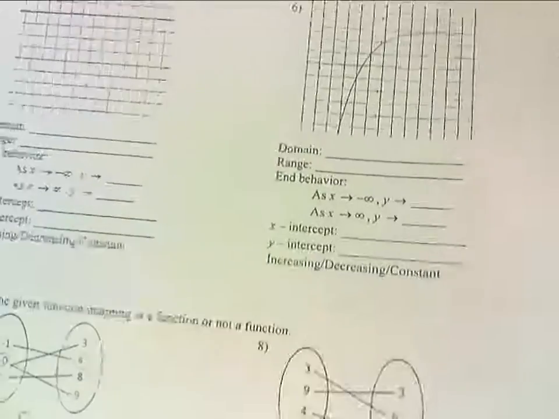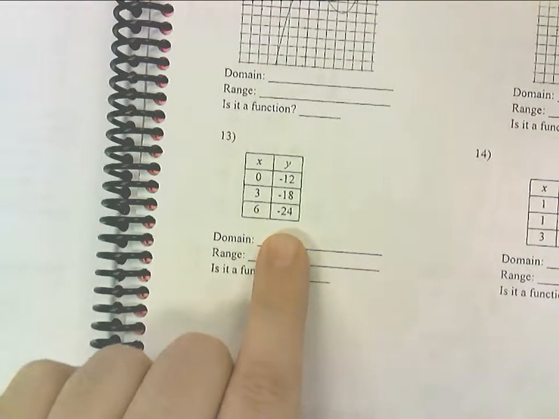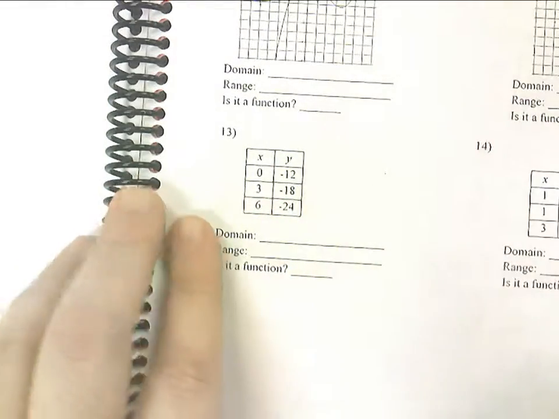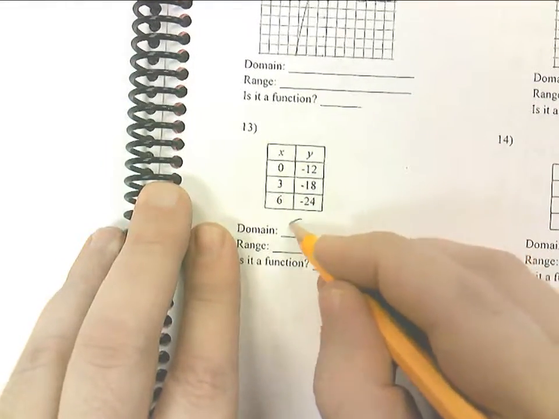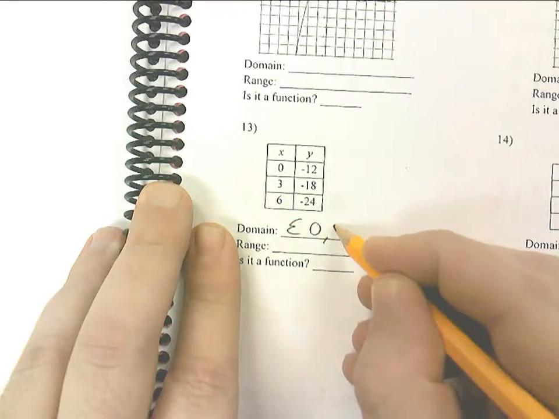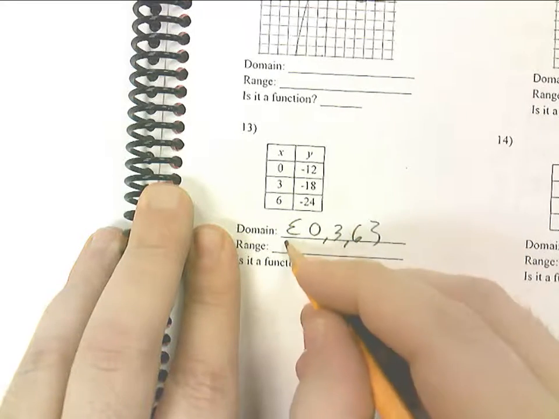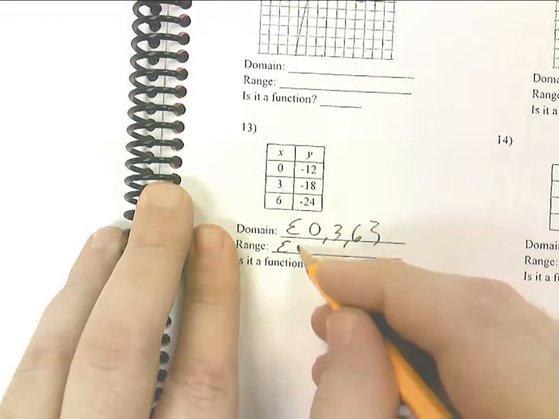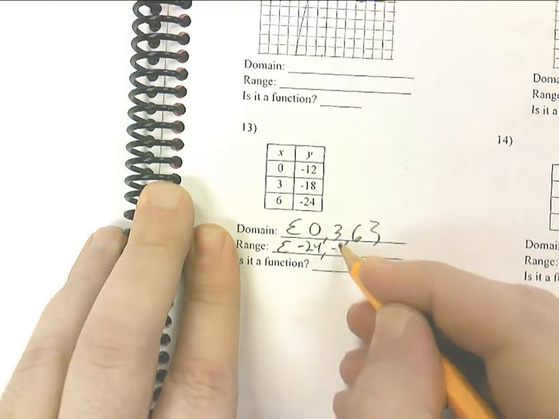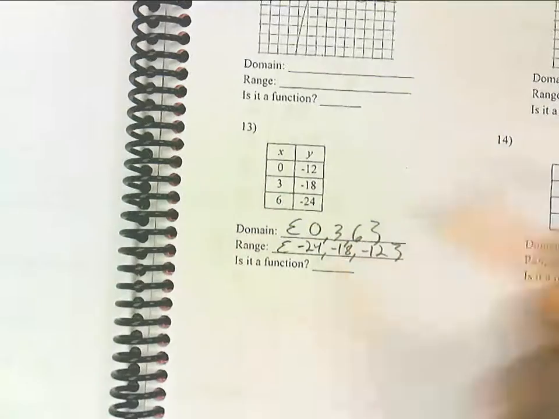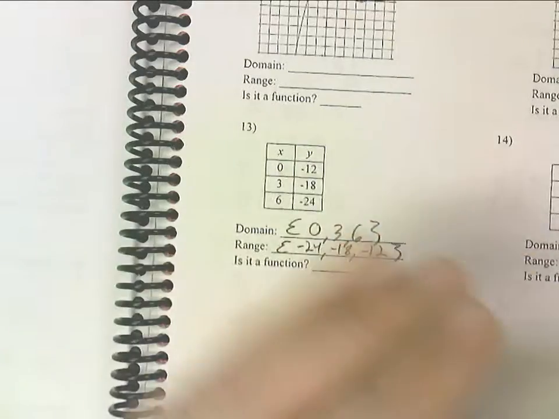Alright? And then you would do the same thing with tables as far as how you would do the domain and range. You would organize your x values from least to greatest, and you'd use the squigglies, so 0, 3, 6. And then you do the same thing with the y values, least to greatest. So -24, -18, -12. And that's how you do that.